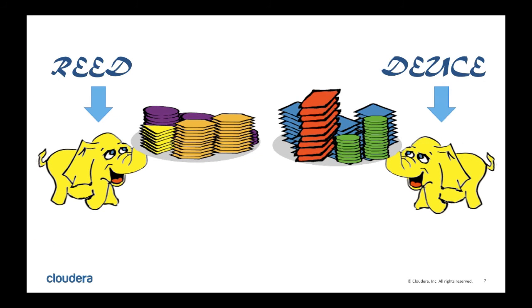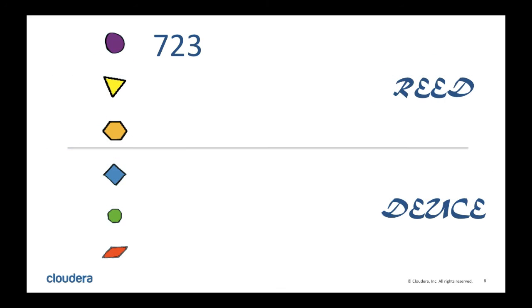They sent the results to Hadoop's good friends Reed and Deuce. Reed got the results for the purple circles, yellow triangles, and orange hexagons. Deuce got the results for blue squares, green octagons, and red rhombuses. Reed and Deuce summarized, or reduced, the results.